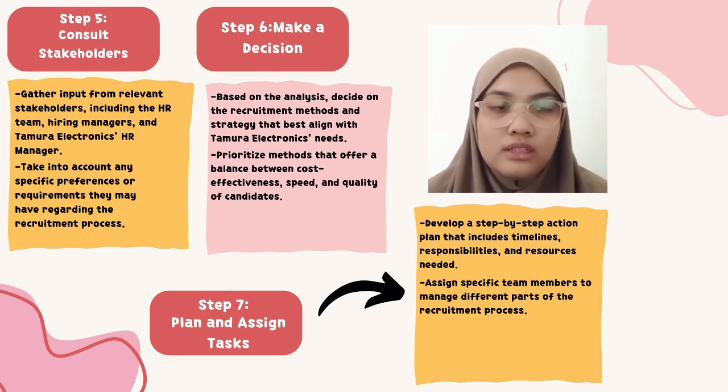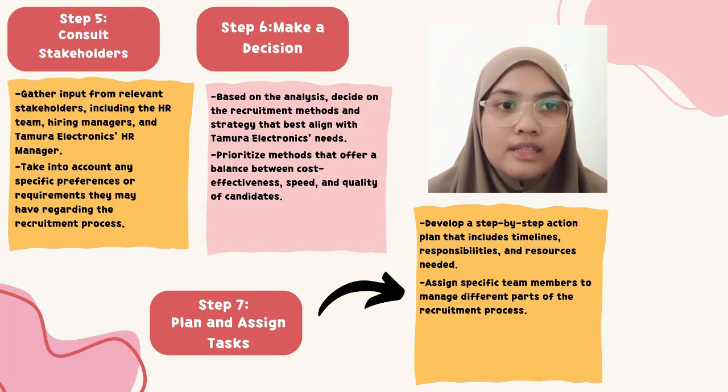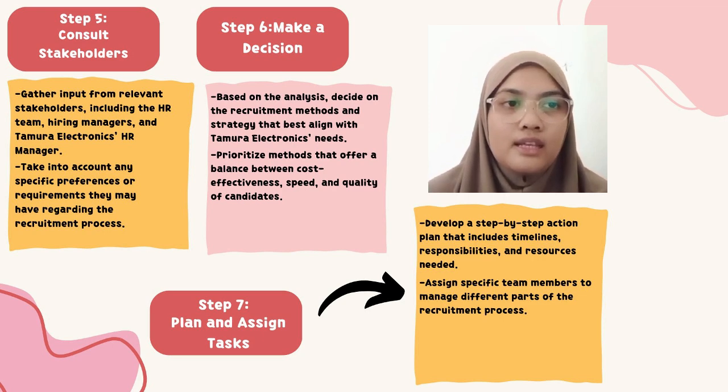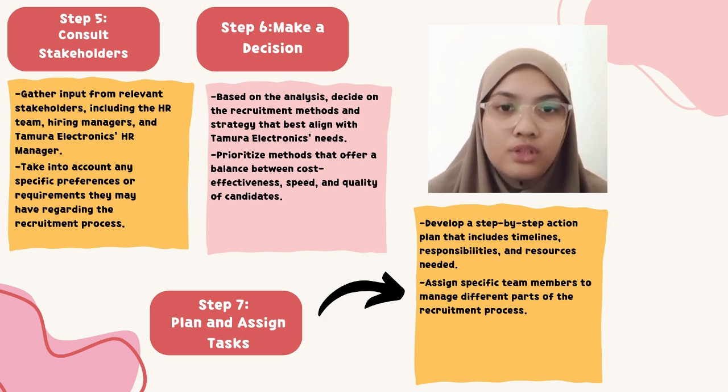Step 7 is plan and assign tasks. First, develop a step-by-step action plan that includes timelines, responsibilities, and resource needs. Second, assign specific team members to manage different parts of the recruitment process.